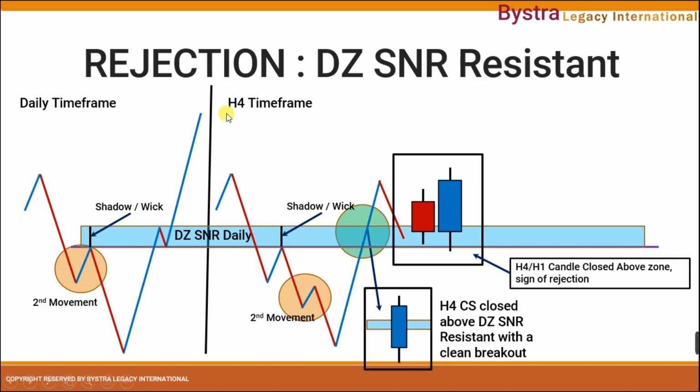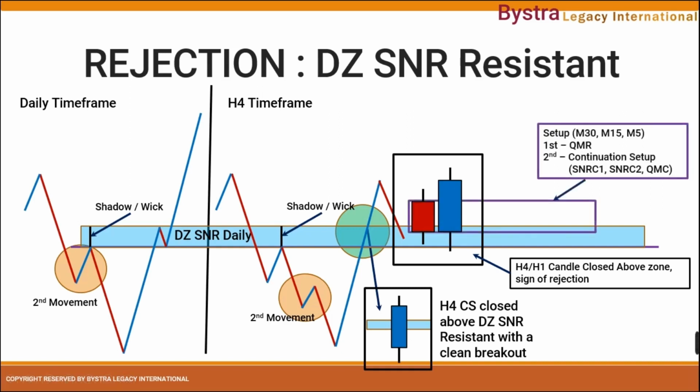Since this is the H4 time frame, the breakout of the candle also has to be at the H4 time frame because the danger zone is at the daily time frame. Now when price comes back to this area to test as a new support, what is the time frame confirmation that we need to have a look at? That is the H4 and the H1 time frame, and it needs to close above the zone for the confirmation of rejection. So we go to the smaller time frame to look for setup.